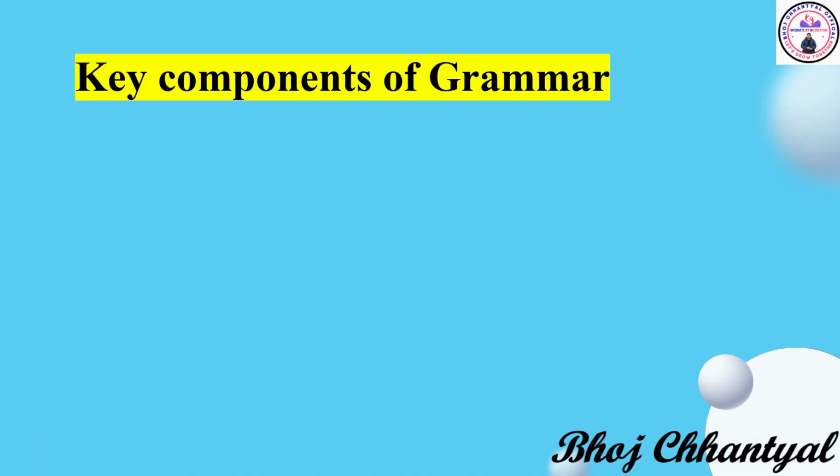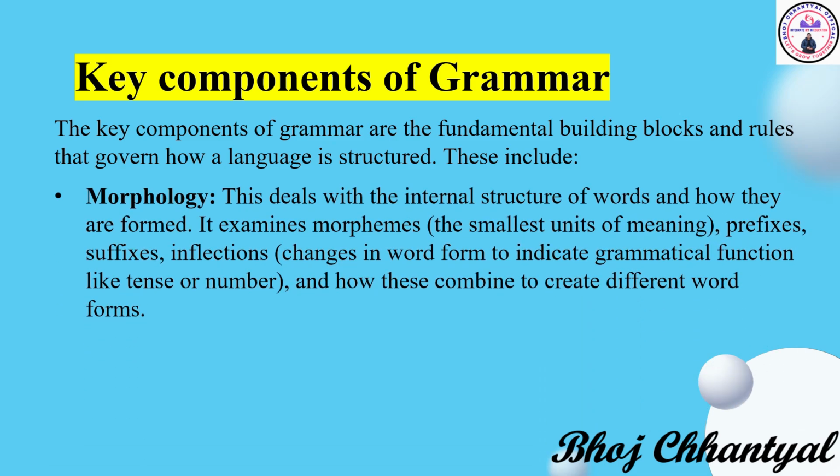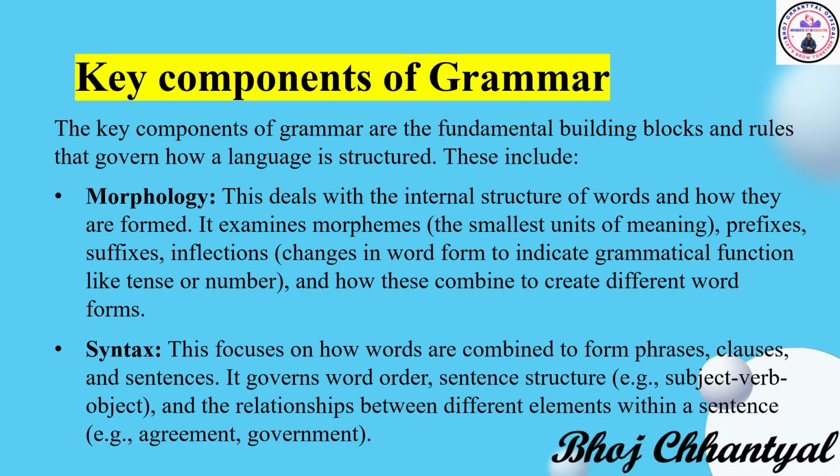The key components of grammar. The key components of grammar are the fundamental building blocks and rules that govern how a language is structured. These include morphology. This deals with the internal structure of words and how they are formed. It examines morphemes, the smallest units of meaning, prefixes, suffixes, inflections, changes in word form to indicate grammatical function like tense or number, and how these combine to create different word forms.